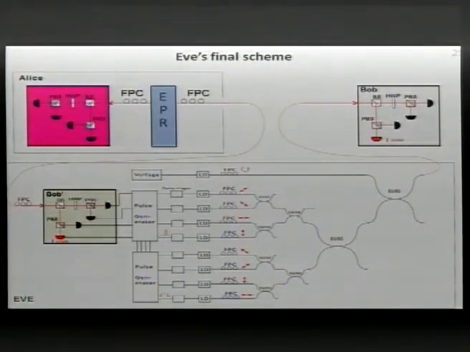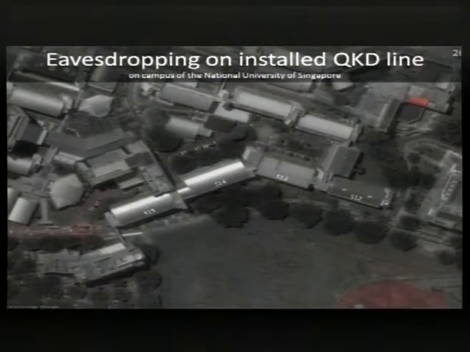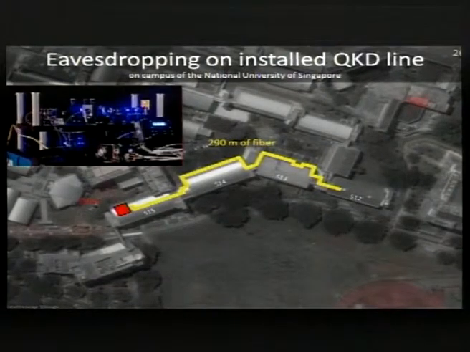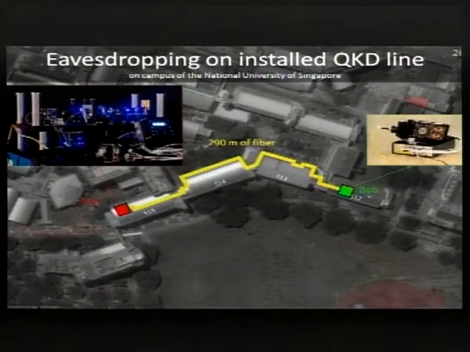So far we have done this experiment in the lab. And then we wanted to do the experiment outdoors. We moved to the campus of the National University of Singapore. We found 4 buildings. We laid 290 meters of fiber through the 4 buildings. And at one end of the fiber, in the building of the Centre for Quantum Technologies, we placed our Alice. At the other end, in the office of the physics department, we placed our Bob.